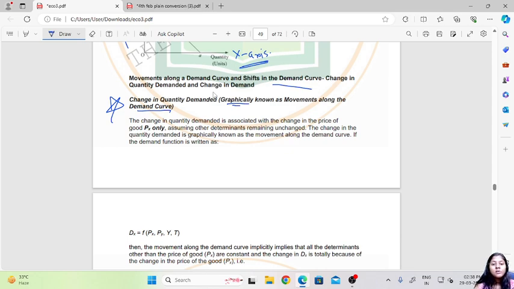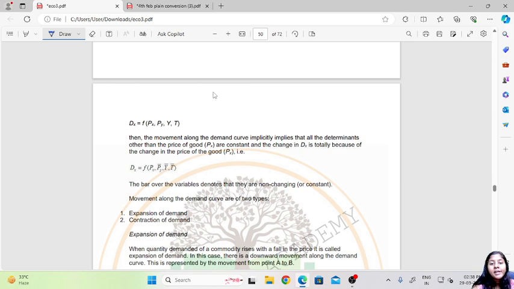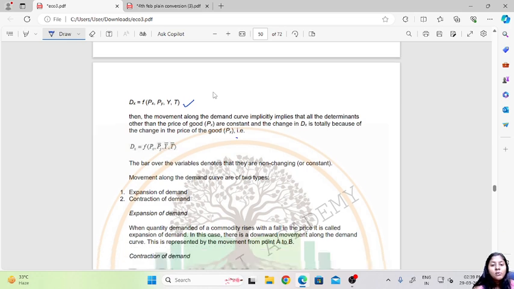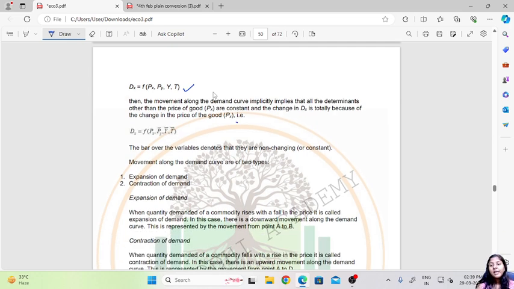How do we write the demand function? It is D = f(Px, Py, Y, T). The movement along the demand curve implicitly implies that all the determinants other than the price of the good are constant, and the change in D is totally because of the change in price of the good. The bar over a variable denotes that it is non-changing, that is, constant.